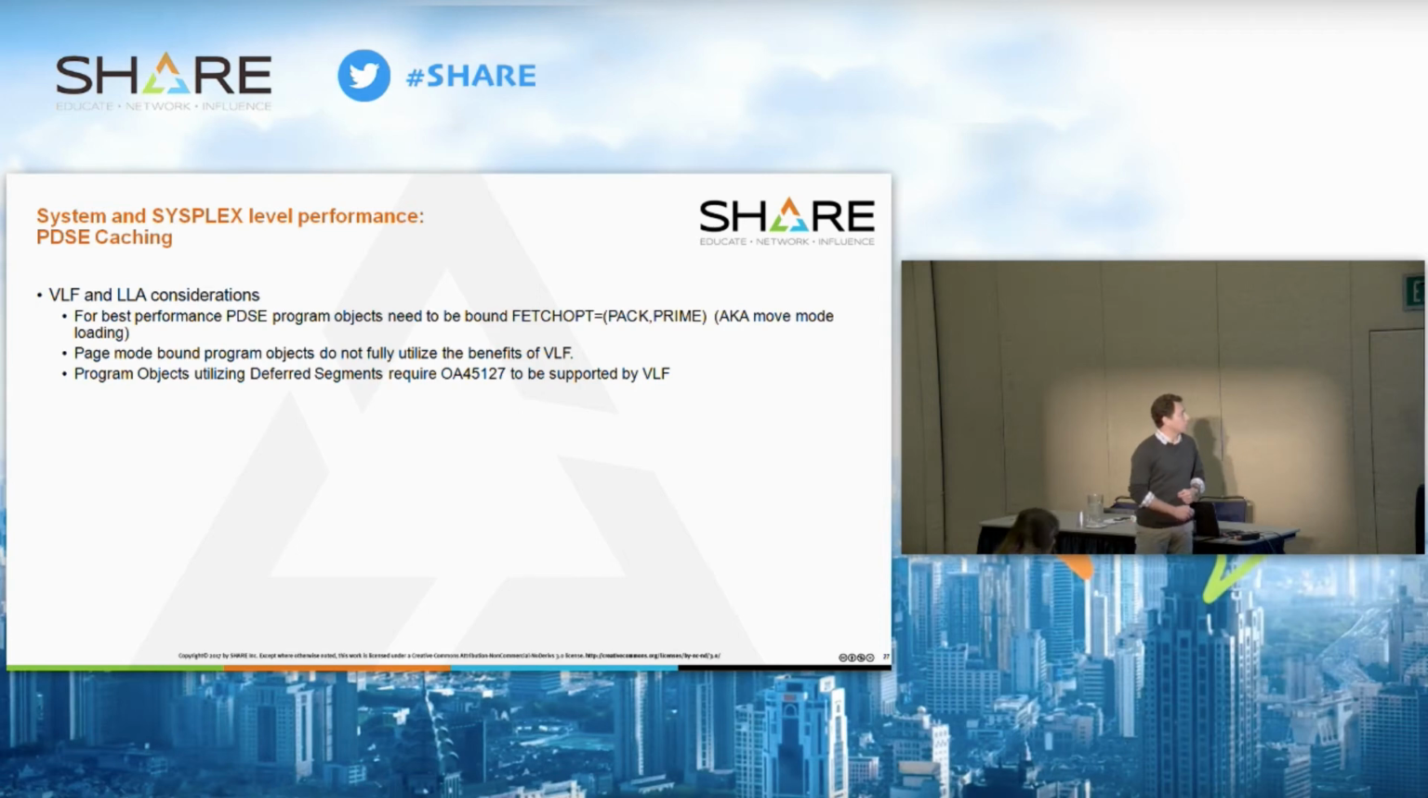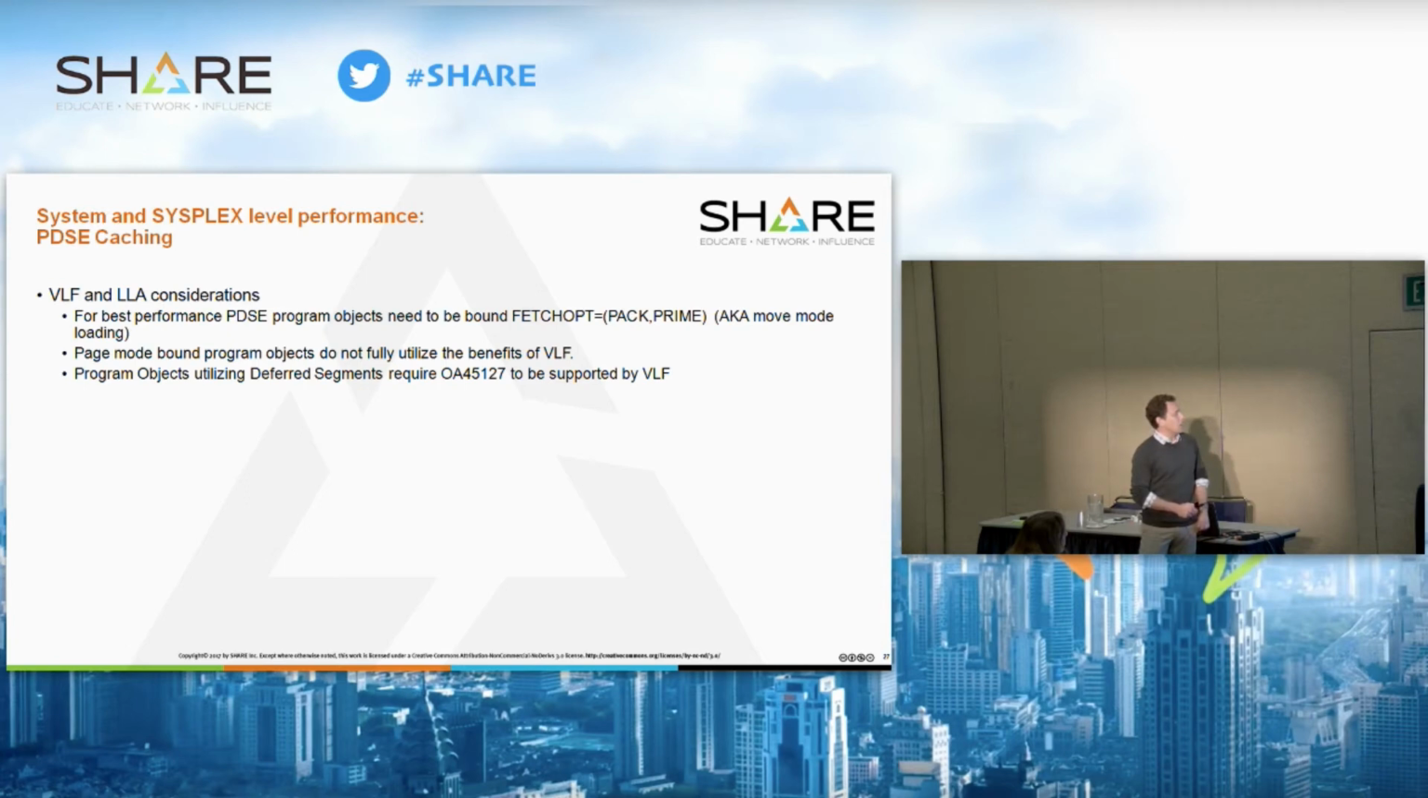When talking about VLF and LLA, for PDSE program objects, for the best performance, they need to be bound with your fetch options as pack and prime. When you're bound in page mode, it doesn't actually utilize the benefits of VLF fully.